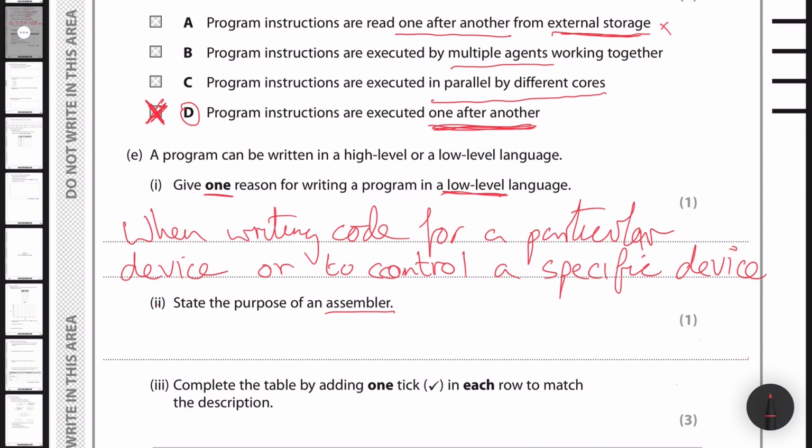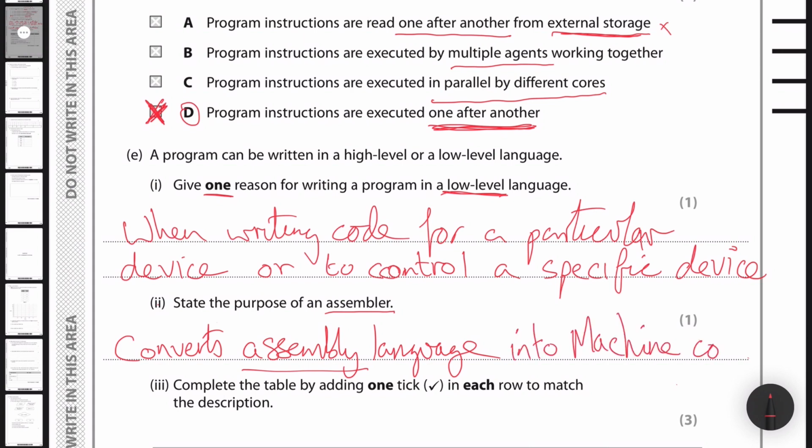Now, an assembler is very similar to a translator, but instead of converting high-level language into low-level language, it converts assembly language, and there you see the link, assembly language into machine code, so it can run on a specific device.